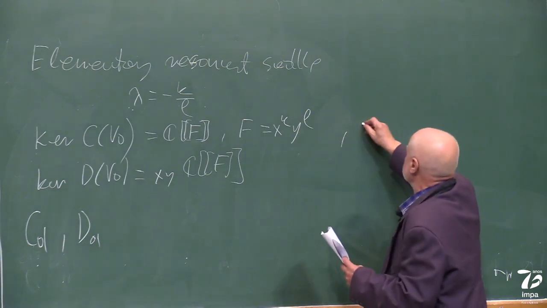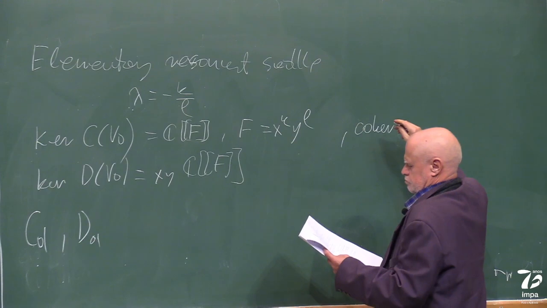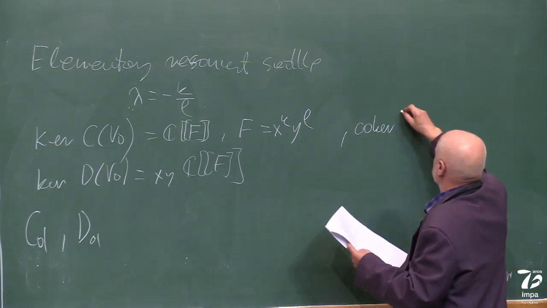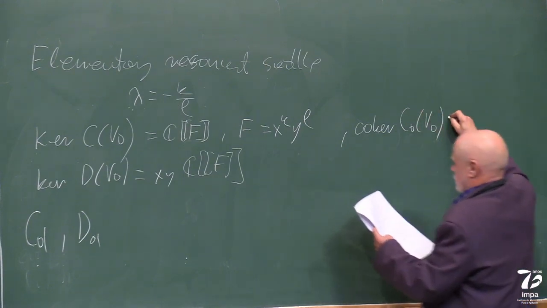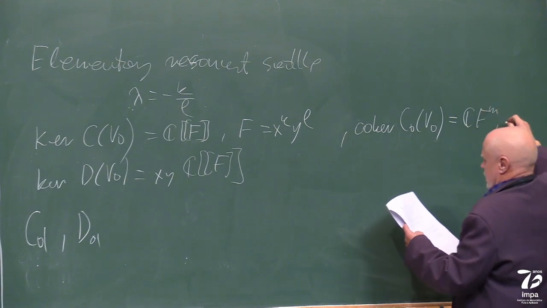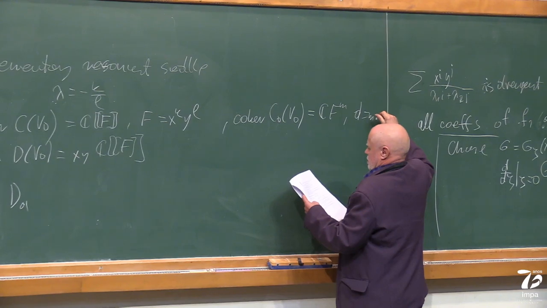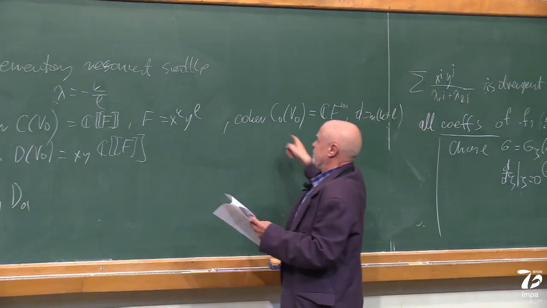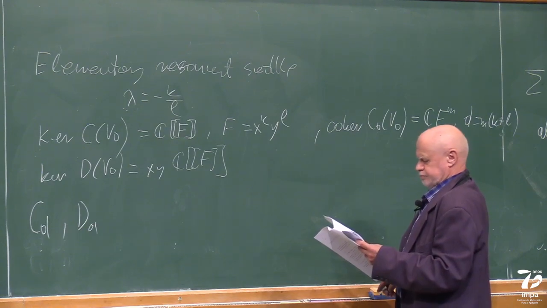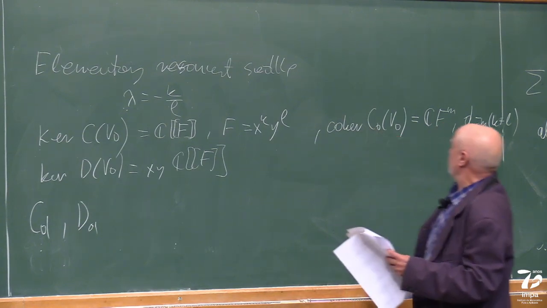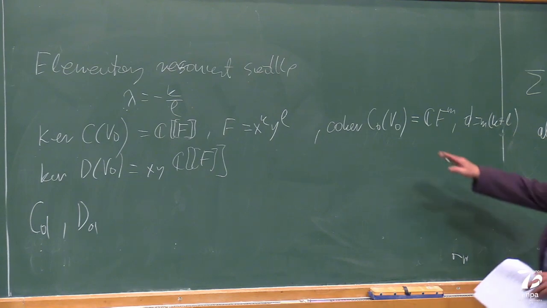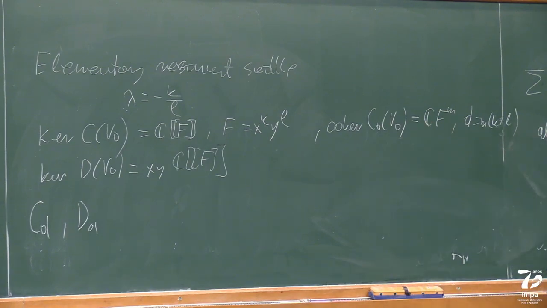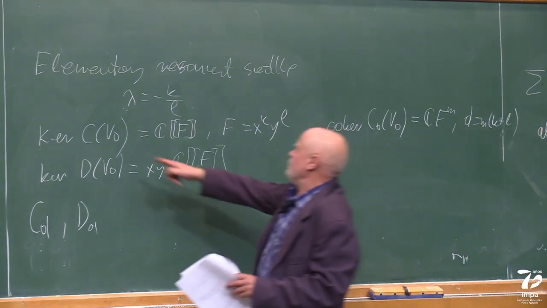So here the co-kernel of CD of V0 would be just C times F to M, where D is M times K plus L. And similarly here. So I focus on this operator. So we have non-zero kernel, non-zero co-kernel. The co-kernel is the space complementary to the image.